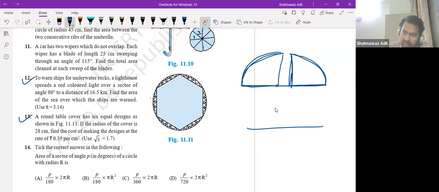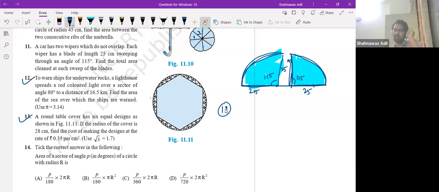Or maybe they are also placed like this. So they move in this way and they move in this way. Whatever way the wipers are moving, each wiper has a blade of length 25 centimeters, and the area that it is sweeping is 115 degrees, right? So find the total area cleaned at each sweep of the blades. So we have to find this area and this area. How much would these two areas be, guys? What would be the total area?